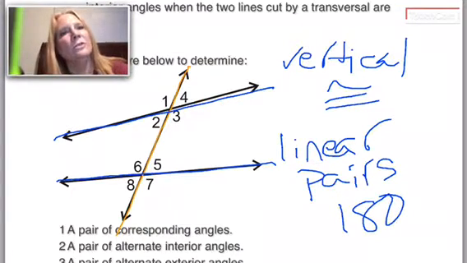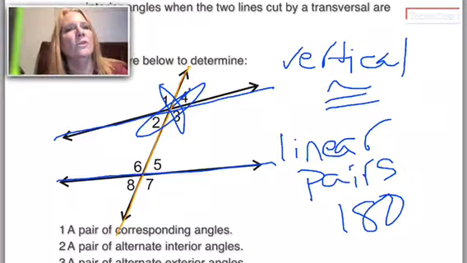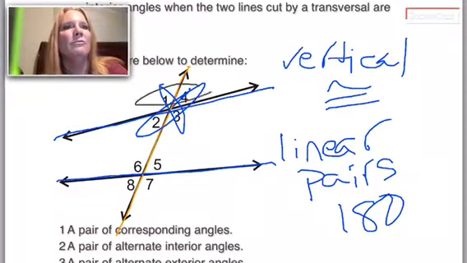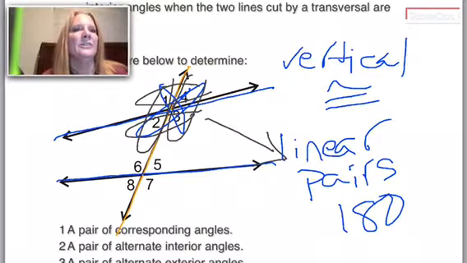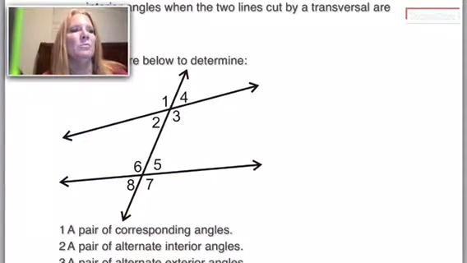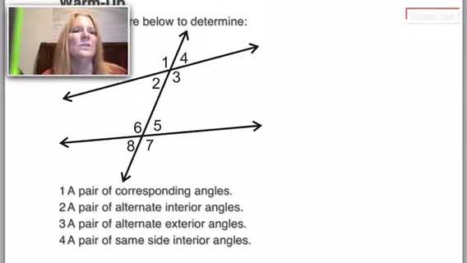So vertical angles, we have 1 and 3, 2 and 4, but on that same part of the angles, we have 1 and 4, 1 and 2, 2 and 3, and 4 and 3 that are linear pairs. And we have the same relationships in the bottom group of angles. But this is asking us to look and name a pair of corresponding angles, alternate interior, alternate exterior, and same side interior. So hopefully you can do that now.